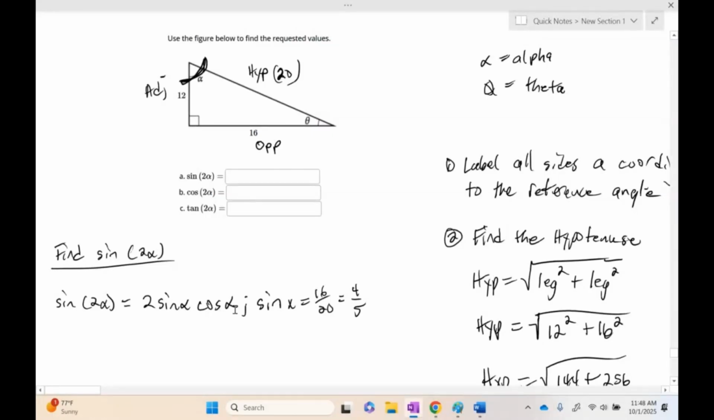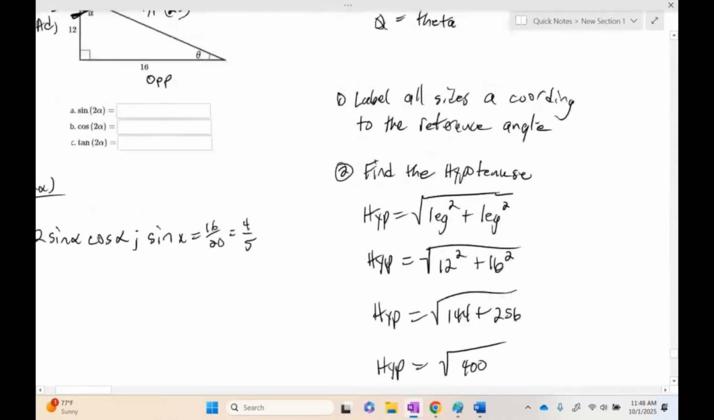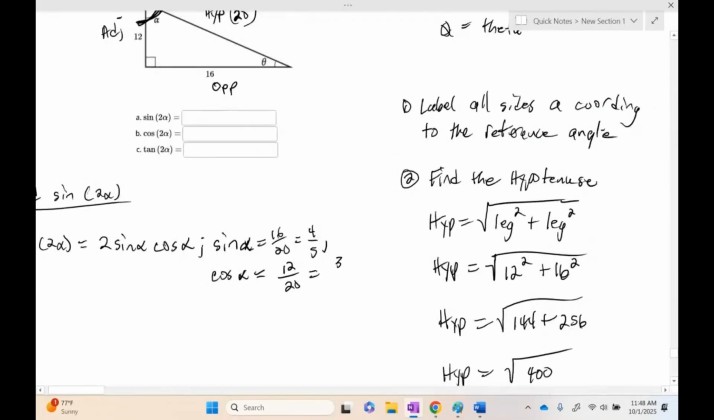We also need the cosine. From Chief Sohcahtoa, the cosine is the adjacent over the hypotenuse. So our adjacent side is 12. I'm sorry, this should be alpha. The hypotenuse is 20. And I believe you can divide both of those by 4, so that would give us 3/5.